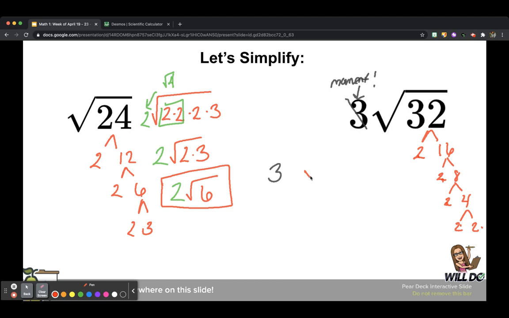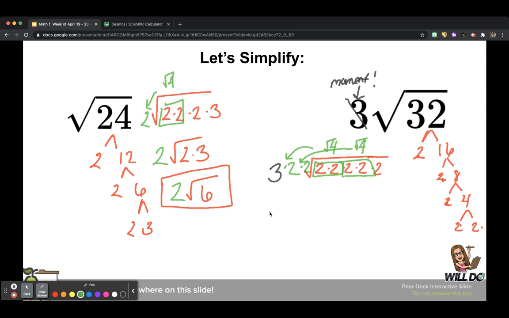Now on the inside, how many twos did I say? 1, 2, 3, 4, 5. Okay, now I need to search for those perfect squares. 2 times 2 gives me a square root of 4. 2 times 2 gives me a square root of 4. I know that one is times 2. Okay, the square root of 4 is 2.